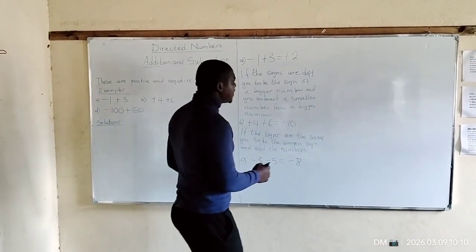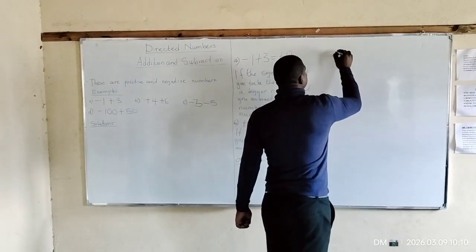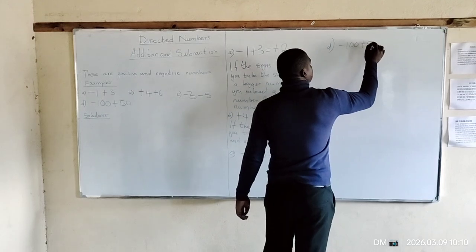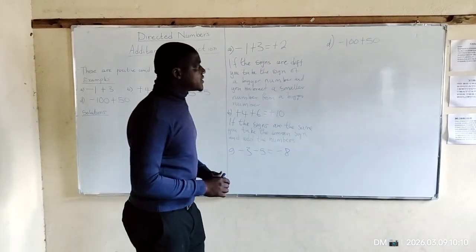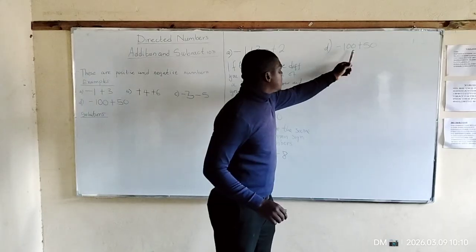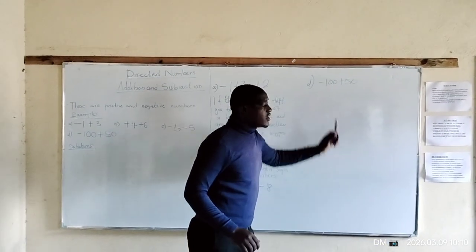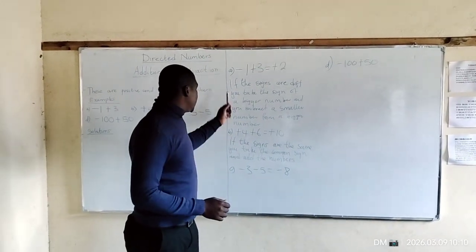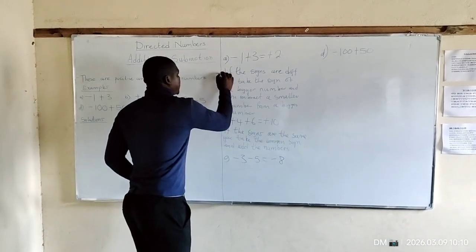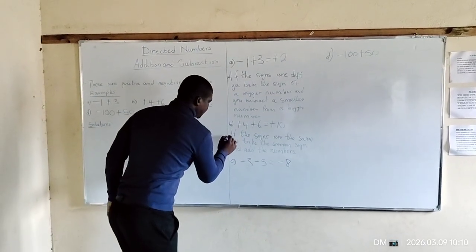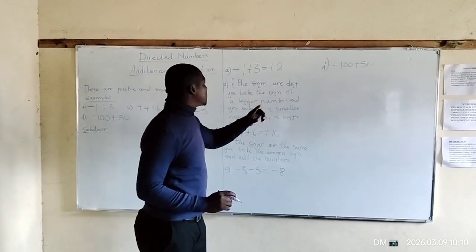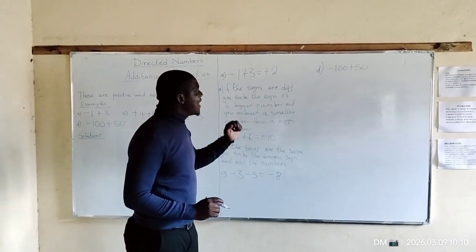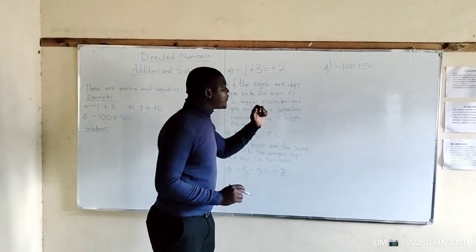We have our last example there, which is D. Minus 100 plus 50. You see that the signs are different here. What do you do from there? You pick from these two statements that we have done here. Which one do we apply? This one or this one? The signs are different. So we said if the signs are different, you take the sign of the bigger number and you subtract the smaller number from the bigger number.